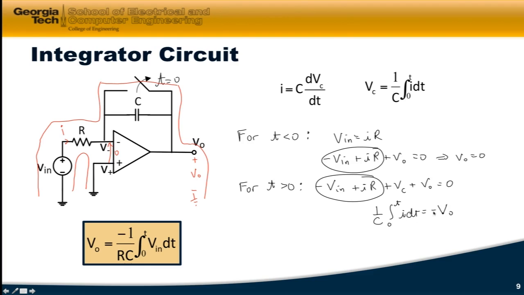Well, I is equal to, we can solve from up here, I is equal to Vn over R. If I substitute that in for I, I'm going to get this equation right here. So this is the equation of this line where I take the input, I integrate it, I multiply it by a gain factor, and I get my output.